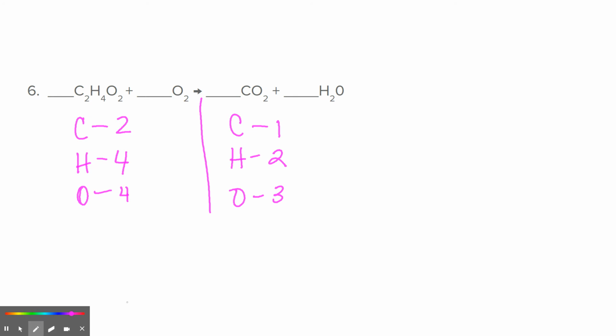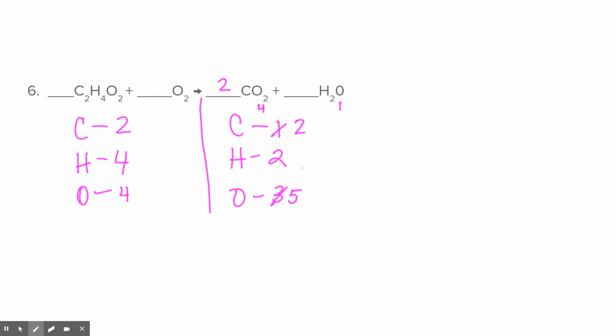To start balancing, I'm going to start with my carbon. So I have 2 over on my reactant side and 1 on my product side. So I'm going to go ahead and multiply that part by 2. Okay. That also changes my oxygen. So I have 4 here now, and then my 1. So that's 5 total now.